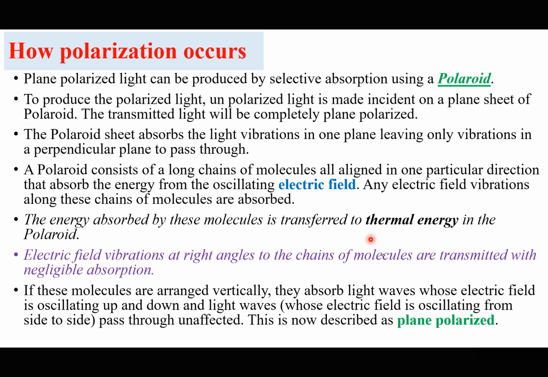So the molecules are arranged vertically. If the molecules are arranged vertically, they absorb light waves whose electric field is oscillating up and down. In other words, if the electric field is aligned with the orientation of the molecules, the electric field energy or vibrations are absorbed. Light waves whose electric field is oscillating from side to side then pass through unaffected. This is now what we described as being plane polarized. I'll give a simple illustration here.